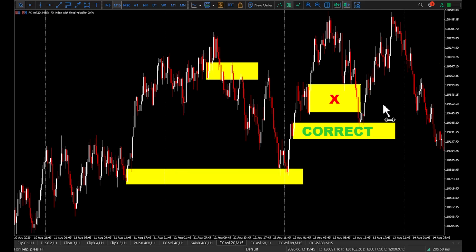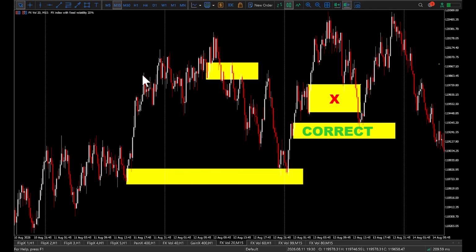Then number 2, the displacement away from the order block must be sharp and perpendicular. Look at this order block where the displacement, which is the move up, these white candles, is not sharp and perpendicular. This is a dilly-dally move happening in this zone, and this is not what we are expecting. Compare this to the order block down here, where price just displaces away like that in a perpendicular move.